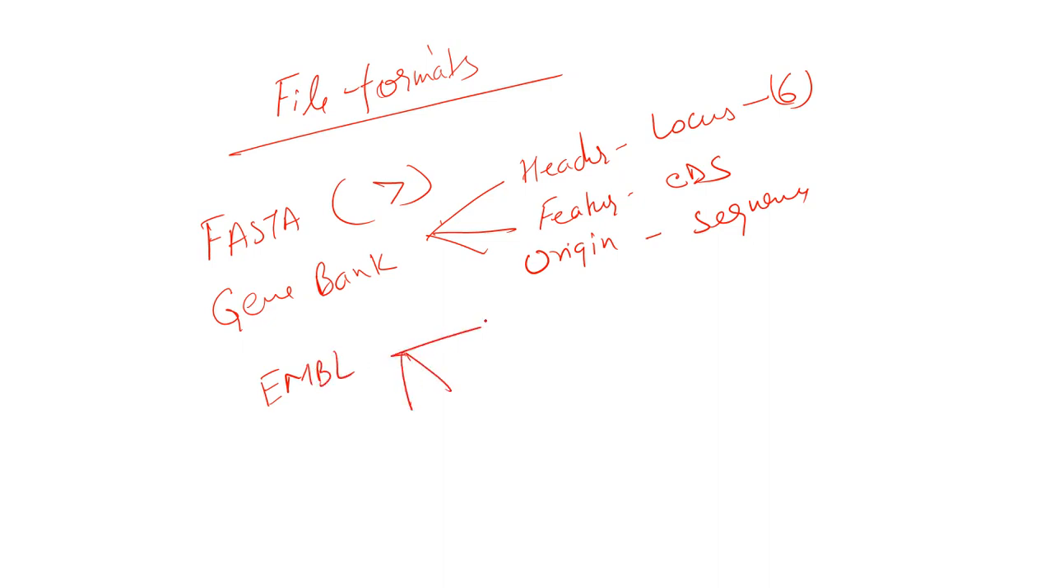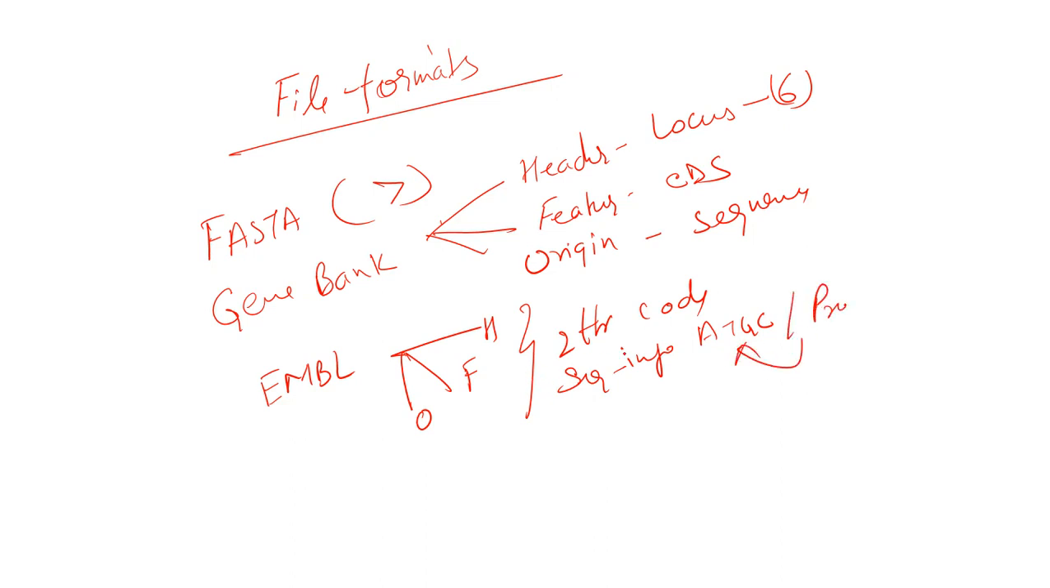Then we talked about EMBL. EMBL also contains the same things, header, feature and origin, but here it is a two letter code, and the complete description is not given. Here we get the sequence information, how many ATGCs or amino acids there are, and we can find it over here.